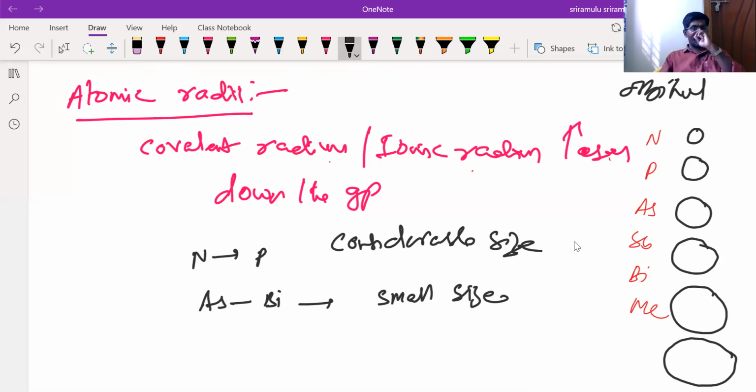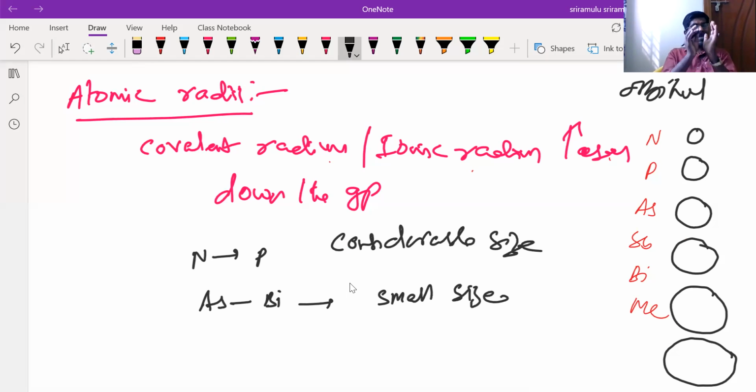We have to observe the considerable increase of size from nitrogen to phosphorus. After that, the size does not increase in that sharp range. What is the reason here? Due to completely filled d orbitals, or it may be f orbitals. Only one reason is there.